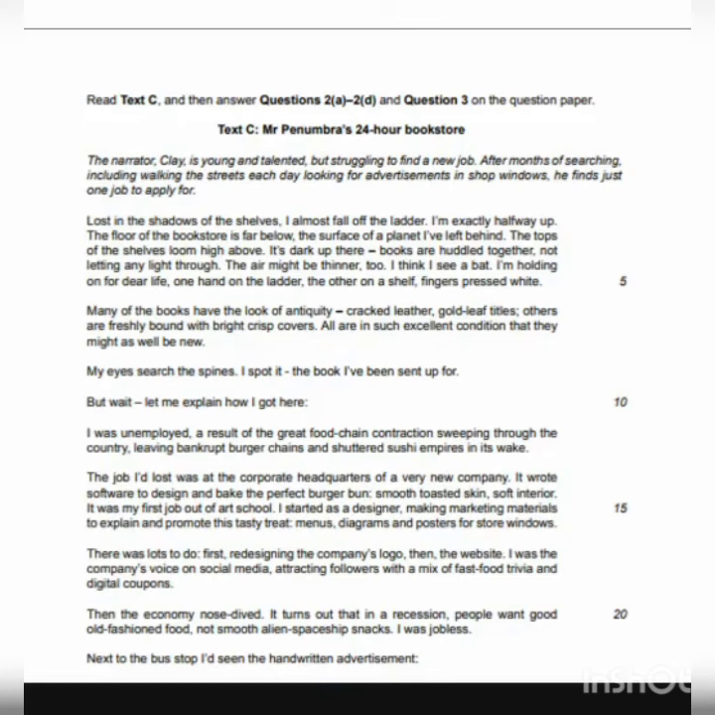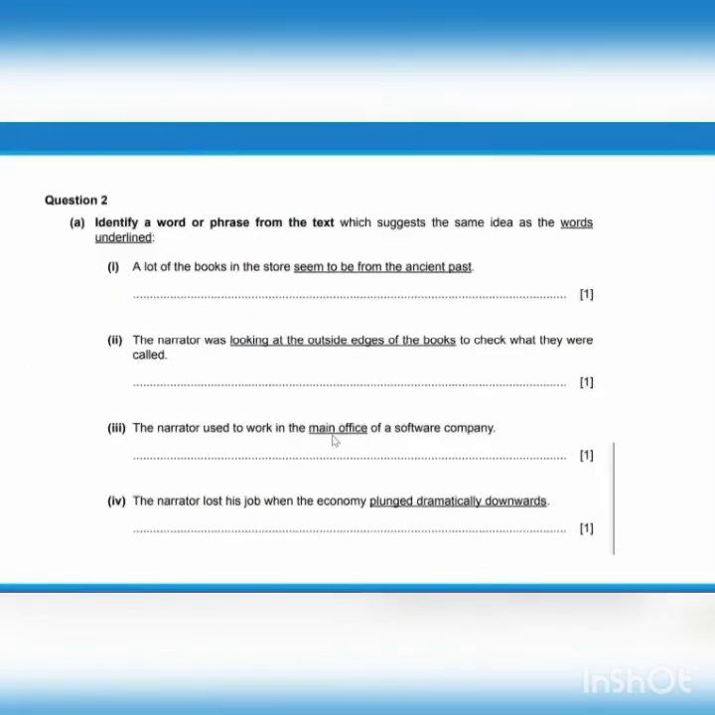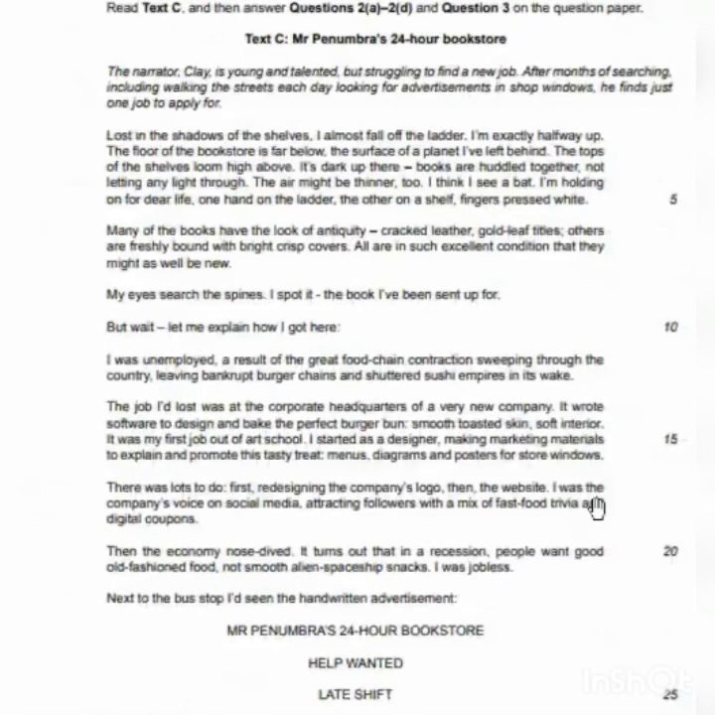Moving ahead with the next one. I hope you wrote it right. Did you write it down? Yes, miss. Moving ahead with the next one. The question is, what is one word for main office? One word for main office, from line number 10 to 15.